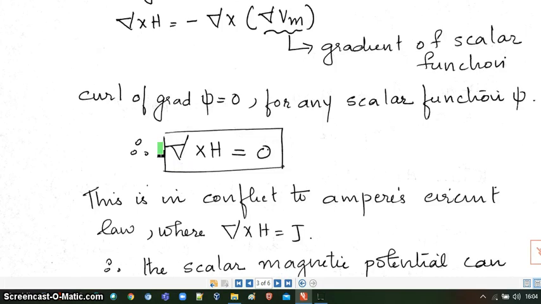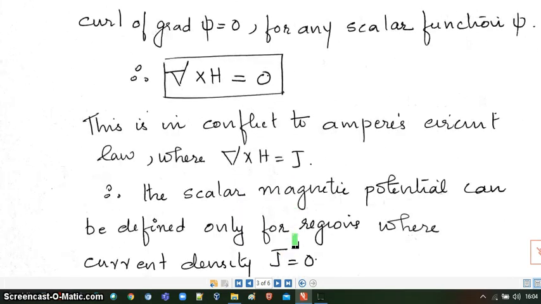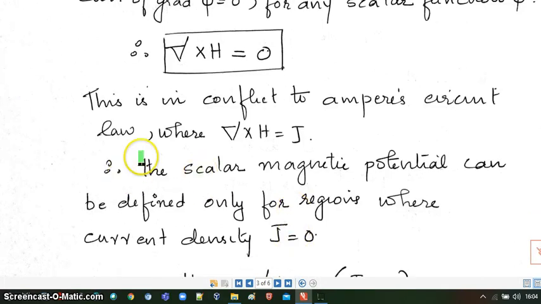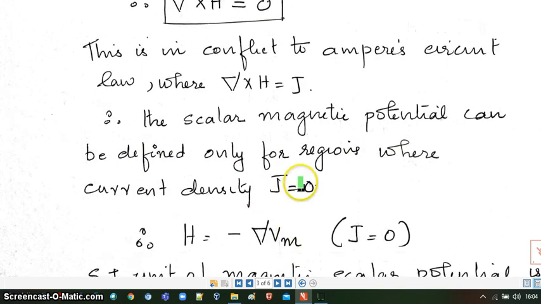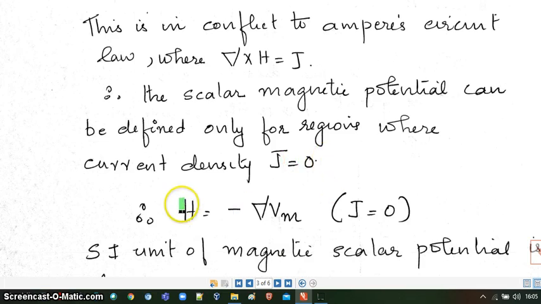So how is it possible for the same field to give two different equations, del cross H equal to 0 and del cross H equal to J? Because of this, we have to redefine magnetic scalar potential. The scalar magnetic potential can be defined only for regions where the current density J is equal to 0. So when you define magnetic potential, you have to write H is equal to minus del Vm for J equal to 0.